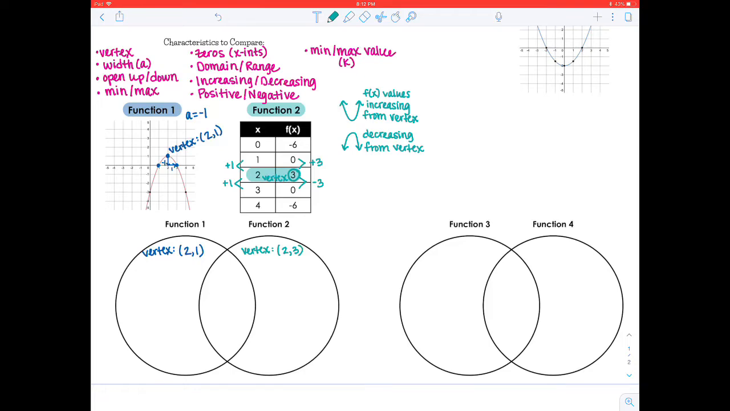Okay, so from 3, we go down to 0 and then down to -6 on both sides. So those are getting smaller. So we are decreasing from the vertex here. Okay, so that means that my A value must be negative. So it's going to be that -3. Okay, which is, it got skinnier, whereas the other one we had -1, which is a normal width. Okay, so their widths are different here.